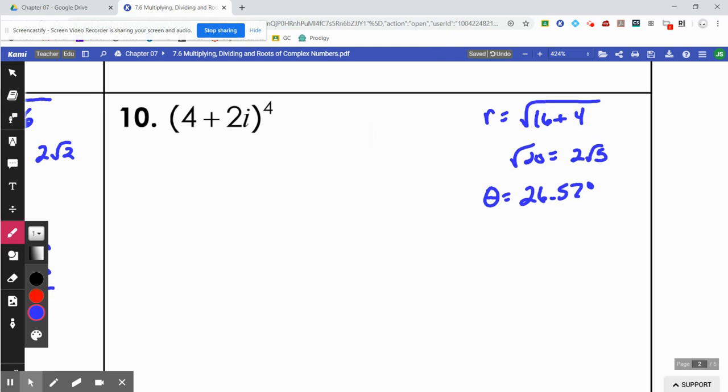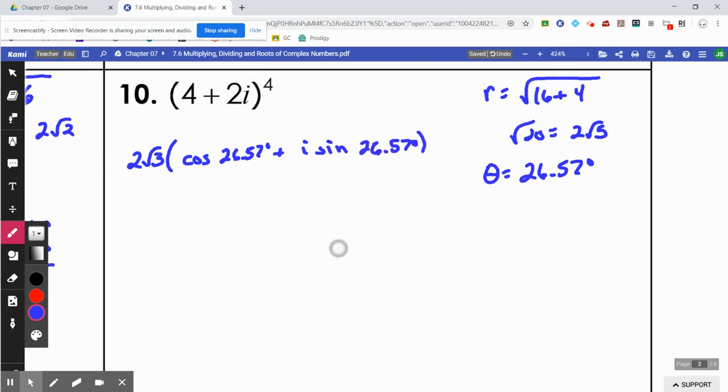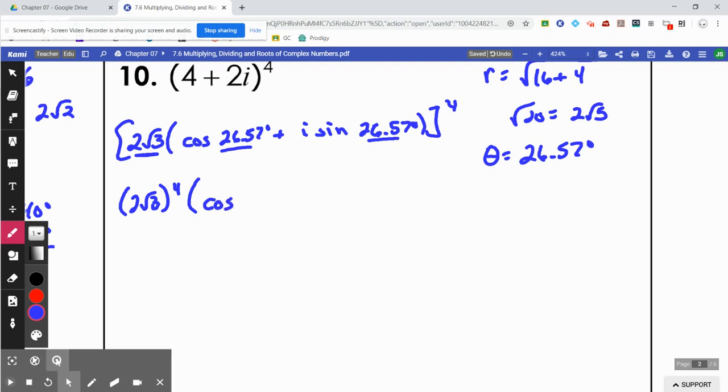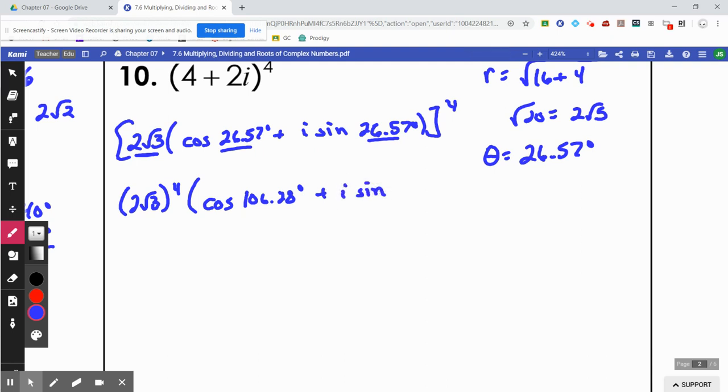So now, here is my trig form. You have the modulus, which is 2 root 3, times cosine theta, which is 26.57, plus I sine of 26.57. So there is your trig form. We need to raise that to the 4th power. The way that we're going to do that is raise this to the 4th power. So 2 root 3 to the 4th. And then we're going to take our angles and multiply each of those by 4. So that'd be the cosine of 106.28 plus I sine of the exact same angle, 106.28.